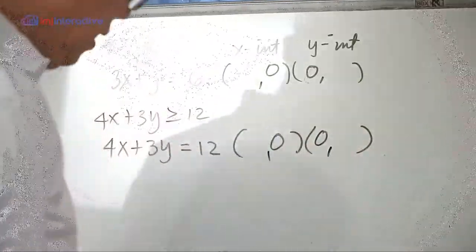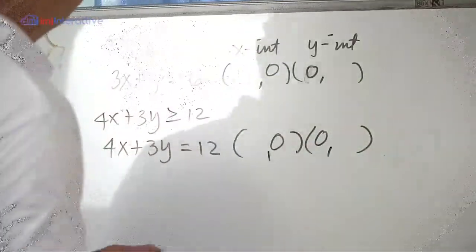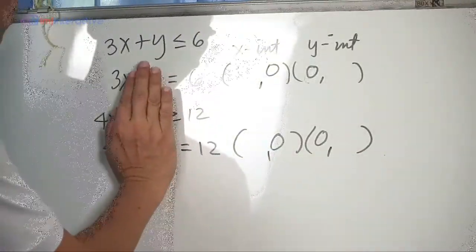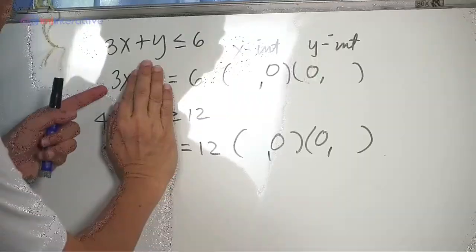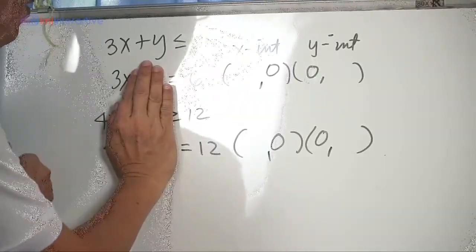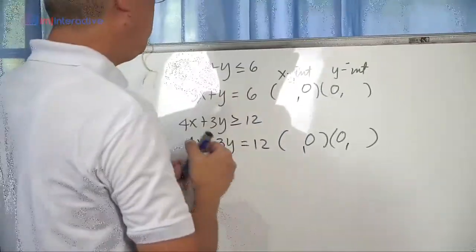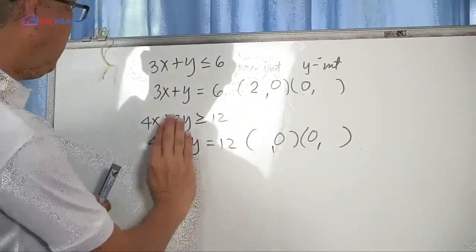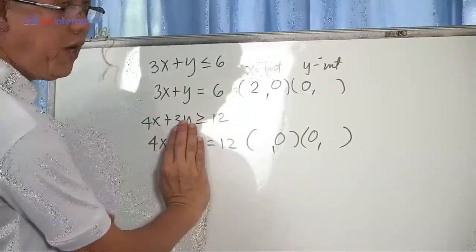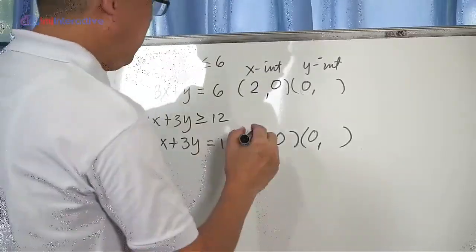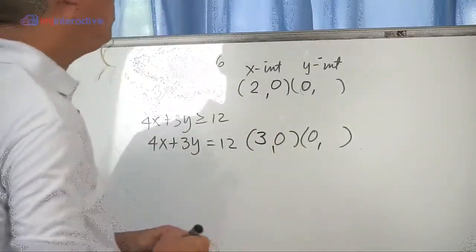Okay. Now, how do we get the x-intercept? Y is 0. All you have to do is just cover this portion here. So, when y is 0, you have 3x equals 6. So, what is the value of x? 3 times what number equals 6? It is 2. And how do we get x here? So, you cover this part. 4x equals 12. 4 times what number is 12? X is 3.